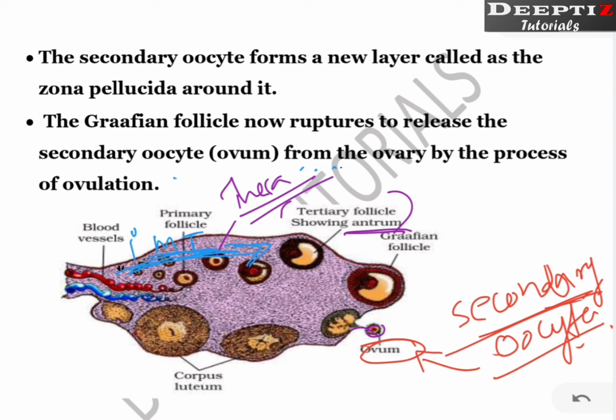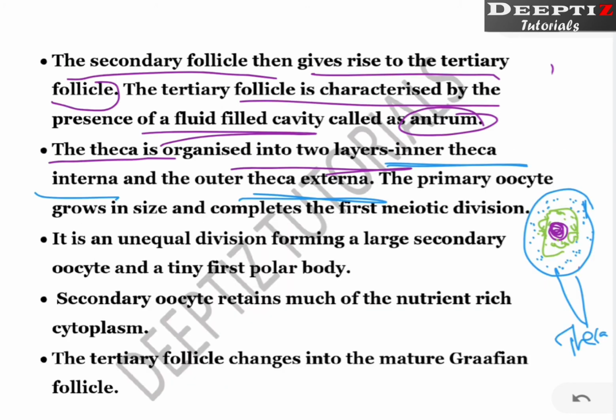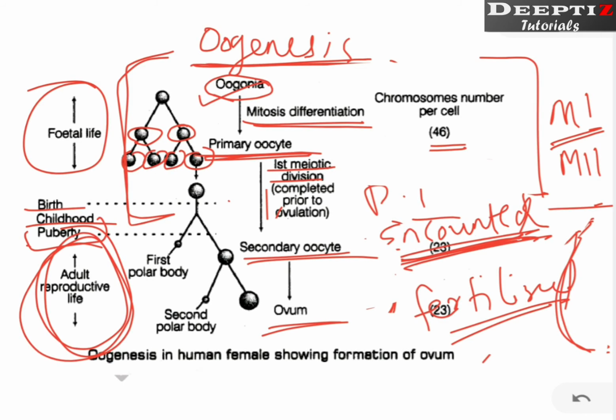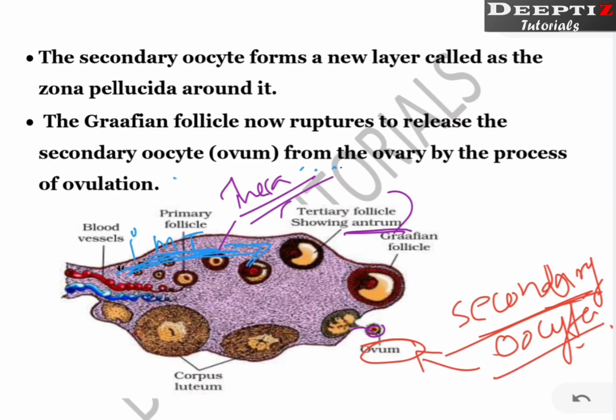Now at the time of puberty, what happens? This primary oocyte undergoes becoming primary follicle, then secondary follicle, tertiary follicle. All these things are happening at the time of puberty, right? And it completes the first meiotic division. It is an unequal division forming a large secondary oocyte and a tiny first polar body, that we have seen in this case, right? When the first meiotic division completes, there will be a first polar body and a secondary oocyte, right?